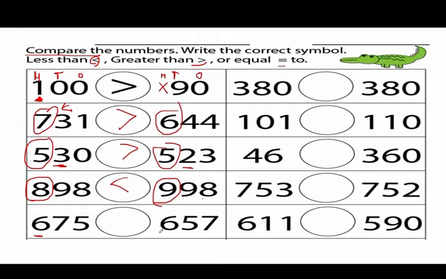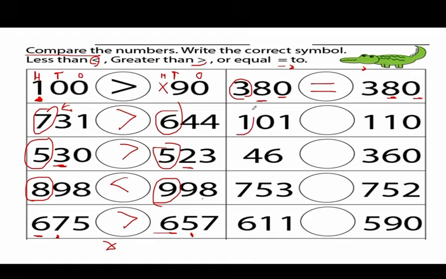6 and 6. Equal. What am I going to do? I go to the tens. 7 and 5. Which one? 7. Okay, look at the hundreds. 3 and 3. Equal. I go to the tens. 8 and 8. Equal. I go to the ones. 0, 0. Equal. So, equal to.